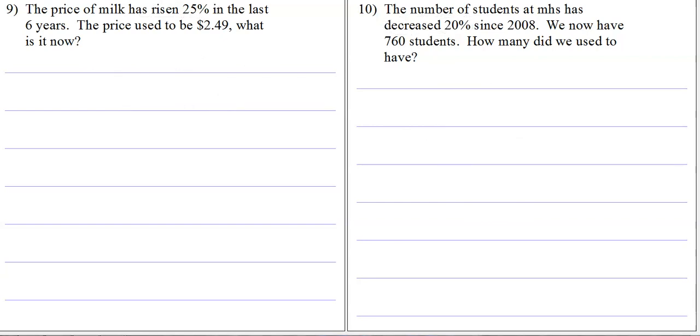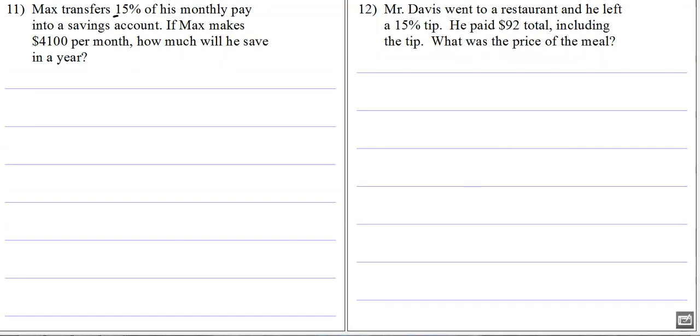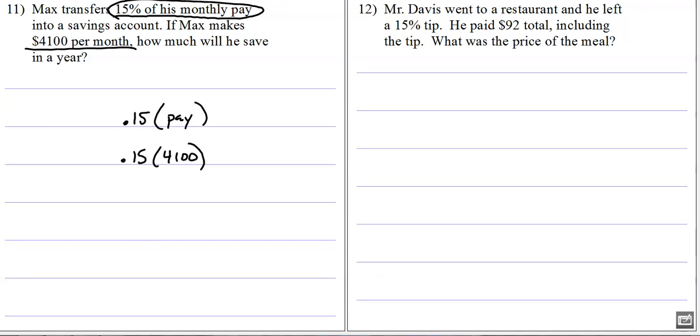Next, 11, 12. Max transfers 15% of his pay. So I know how to find that. 15% times his pay. That's how you find the percentage of a total. Into the savings account. If he makes $4,100 per month, how much is he saving a year? Well, let's just figure out the month first. He makes $4,100 a month, a little over $1,000 a week. 15% of that $4,100 is, what is it? Well, 10% is $410 plus half of that is $205. So $615. So old boy's saving $615 every single month.